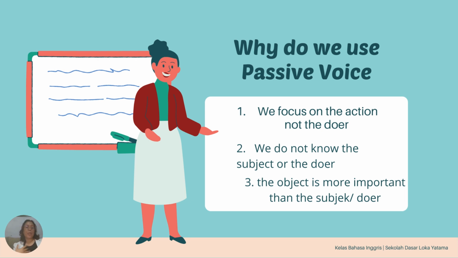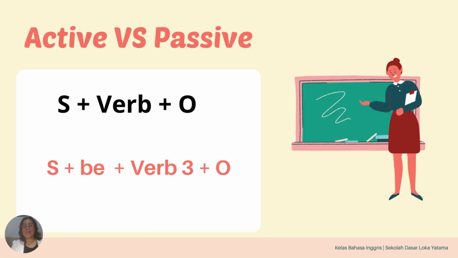So we must use passive voice to express what we are going to tell others to give the information. The third one, the object is more important than the subject or the doer. Here are the reasons why we need to use passive voice. Okay, what is the difference between active and passive?